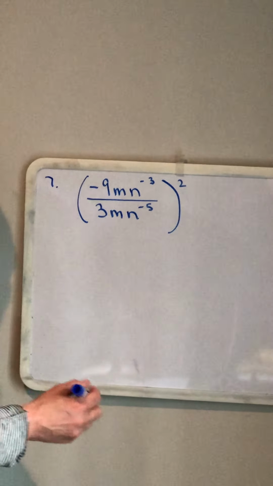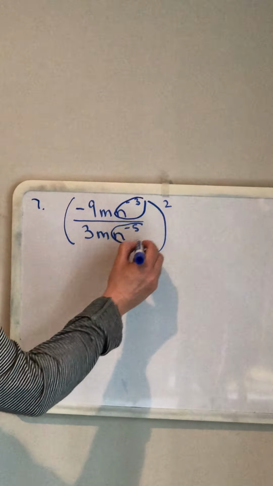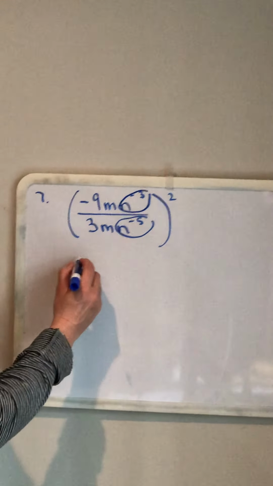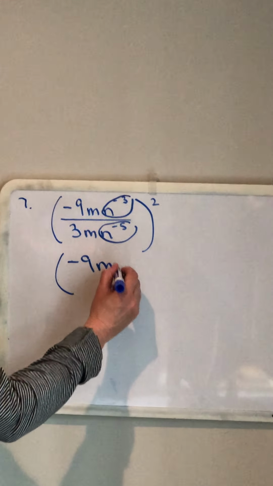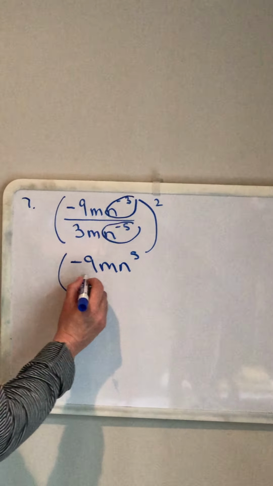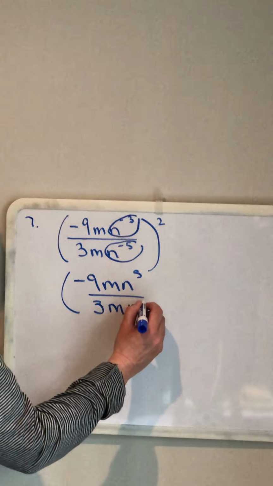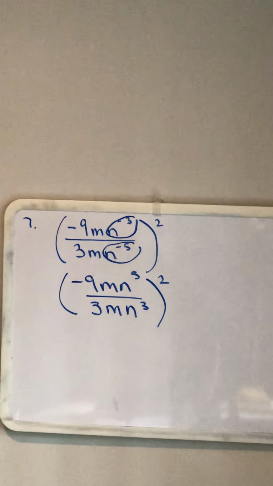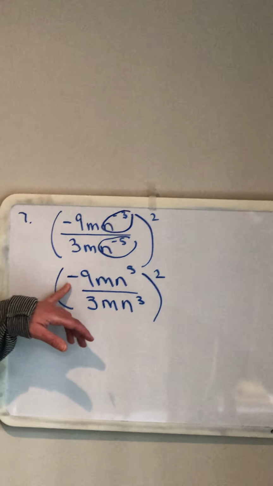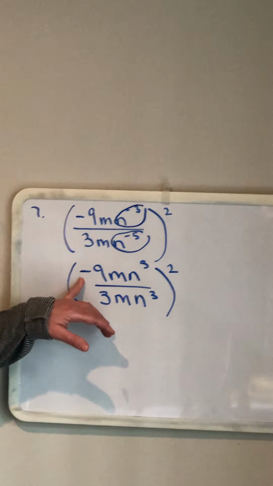So in terms of the inside, the first thing I notice is that the ends have negative exponents, so they're going to move. So now what you have is negative 9m n to the 5th over 3m n to the 3rd, all raised to the 2nd. The negative 9 is not going to move because it's a negative 9, not a negative exponent. That's what makes the difference.